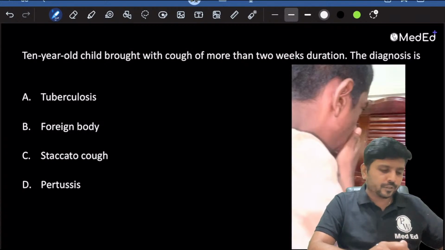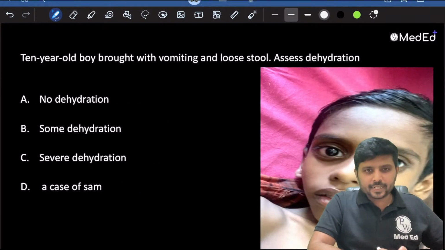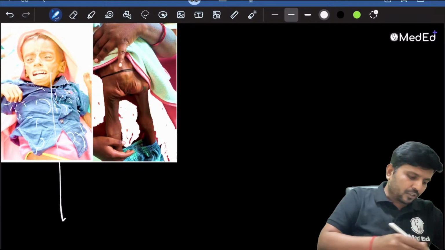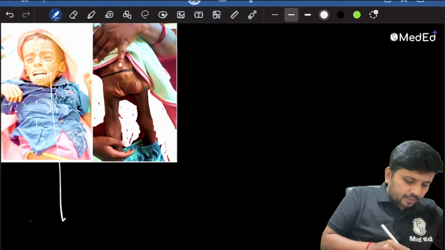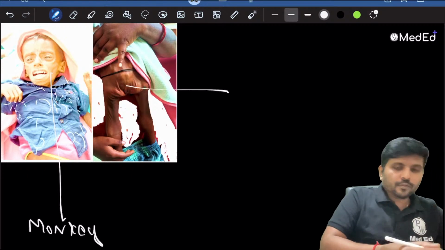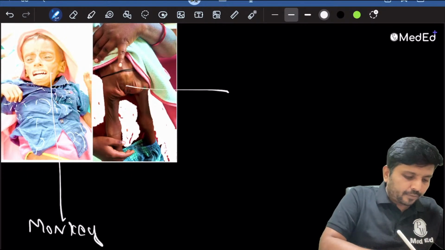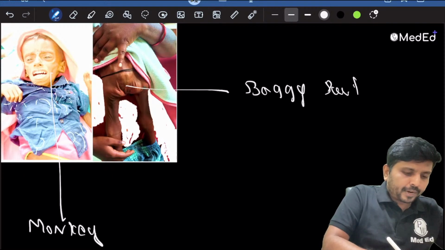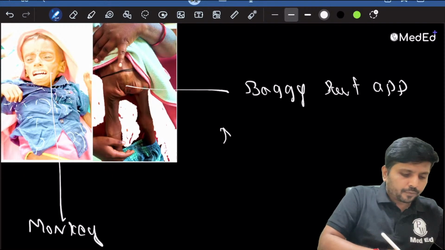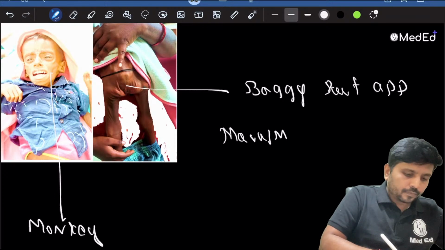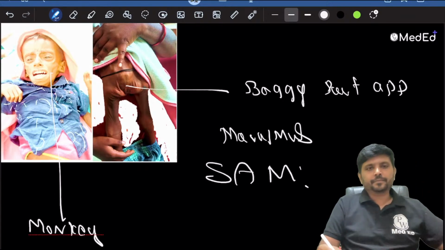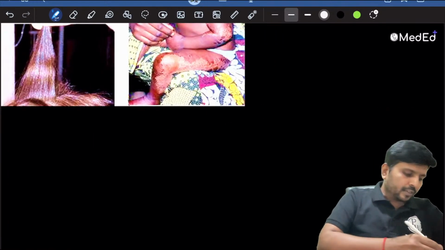So this is pertussis. Now, the severe dehydration I had shown you. So what is this sign? This is monkey facies. This is baggy pant appearance. Both suggestive of marasmus in severe acute malnutrition.